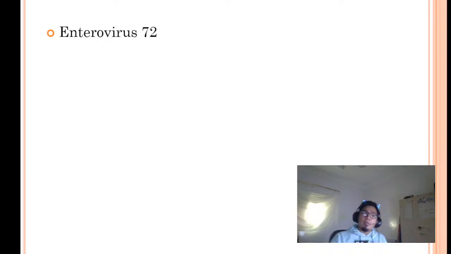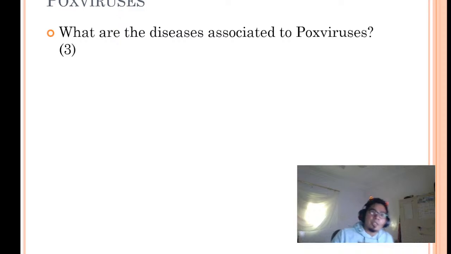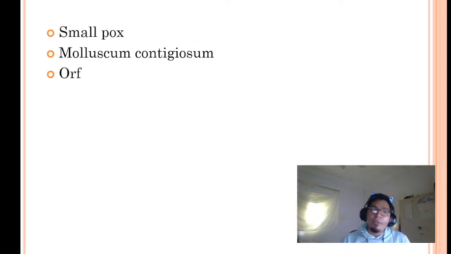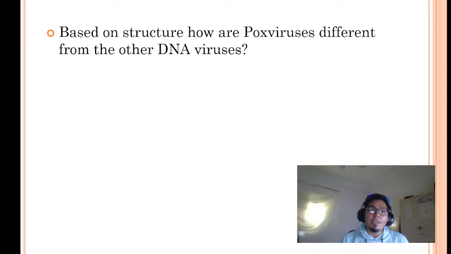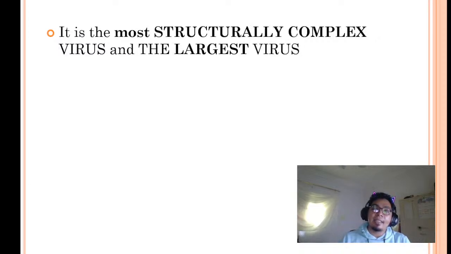All right. Now let's move on to pox viruses. There are three diseases associated with pox viruses. Please don't forget these three: orf disease, molluscum contagiosum, and smallpox. All right. Based on the structure, pox virus is the largest DNA virus, and it's the most structurally complex. What is the shape of a pox virus?